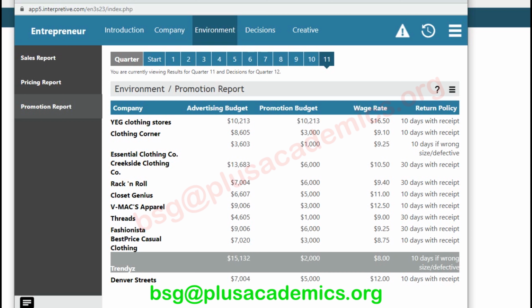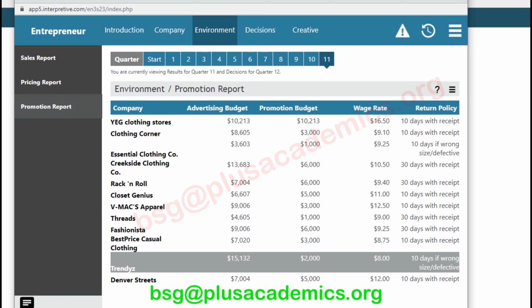Also, you can see the days return policy. For companies like Roll and Roll, they're having a 30 days return policy, as well as Creekside, they're also having 30 days. To see the effectiveness of this return policy, it is important to see the results. So let's go to the results and try to compare those companies that are having a very huge return policy in terms of number of days and those that are having less. So let's check it again.